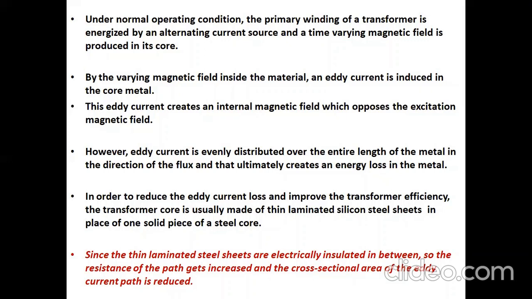In order to reduce the eddy current loss and improve the transformer efficiency, the transformer core is usually made of thin laminated silicon steel sheets in place of one solid piece of a steel core. Since the thin laminated steel sheets are electrically insulated between, the resistance of the path gets increased and the cross-sectional area of the eddy current path is reduced.